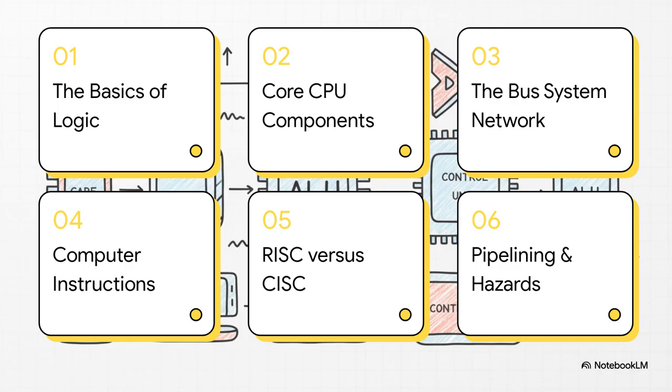Here's the roadmap for our journey. First, we'll cover the basics of logic. Second, we'll assemble the core CPU components. Third, we map out the bus system network. Fourth, we'll decode computer instructions. Fifth, we'll check out the great architectural divide, RISC versus CISC. And finally, we'll push our system to the absolute limit with pipelining and overcoming hazards.